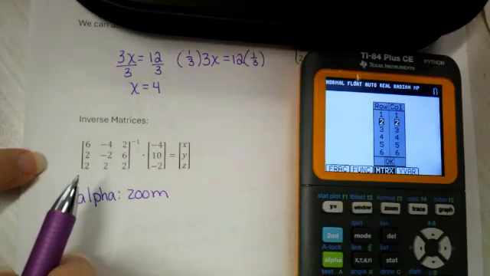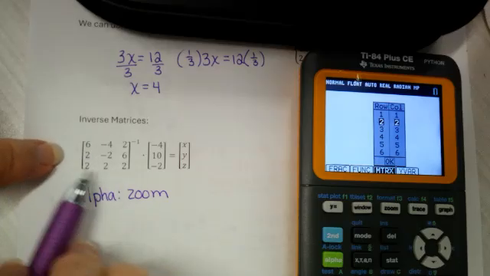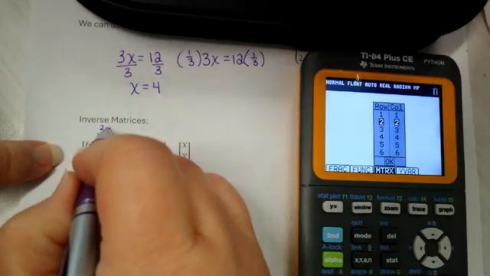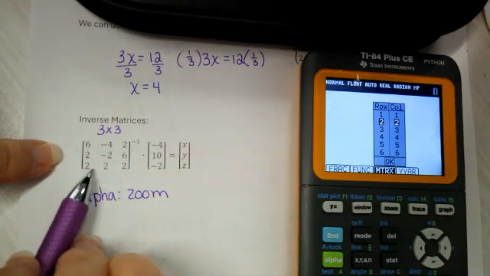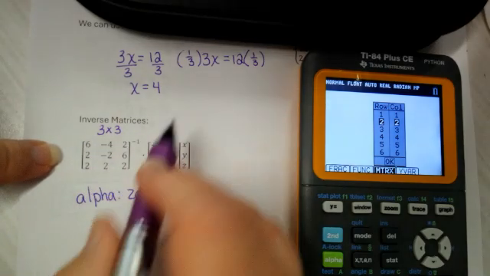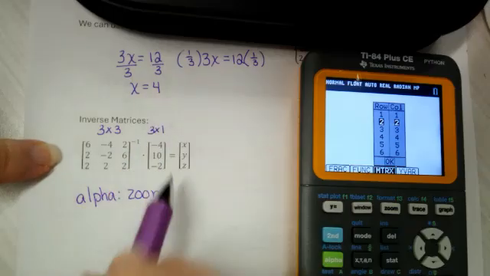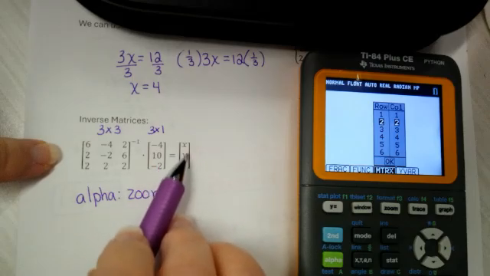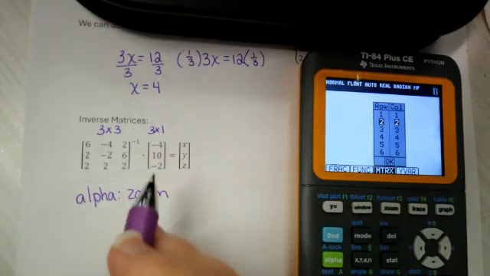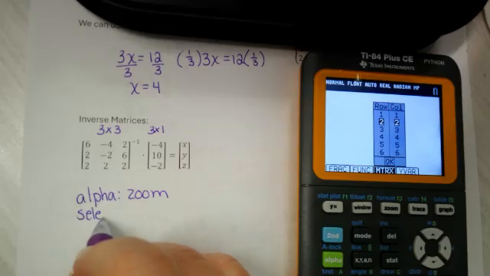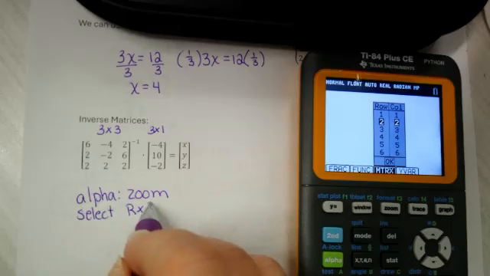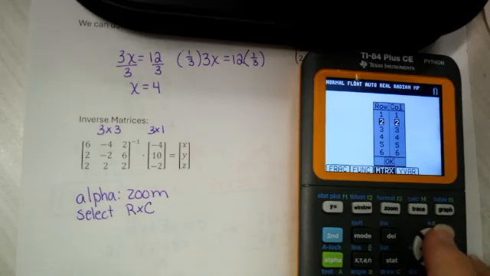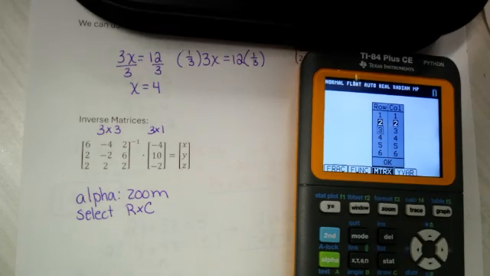Now, matrices are named by their rows and columns. So this first matrix is a 3 by 3. 3 rows, 3 columns. This matrix is a 3 by 1. 3 rows, 1 column. And the answer it's going to give me is a 3 by 1. So we're going to go alpha zoom, and then we're going to select our rows and columns. So on this one, I want a 3 by 3. So use your arrows and choose a 3 by 3 and go down and hit OK.